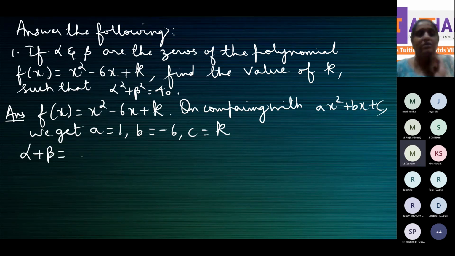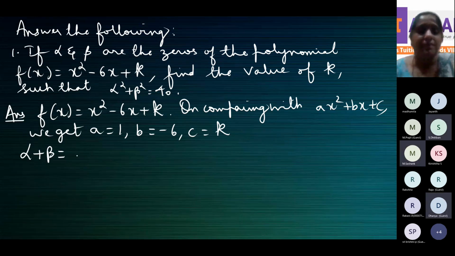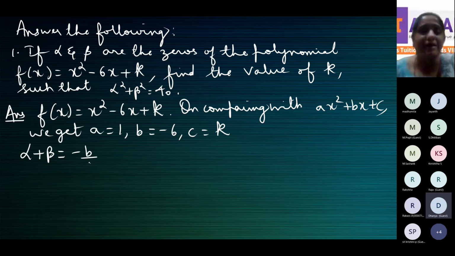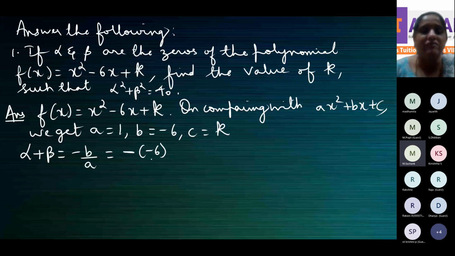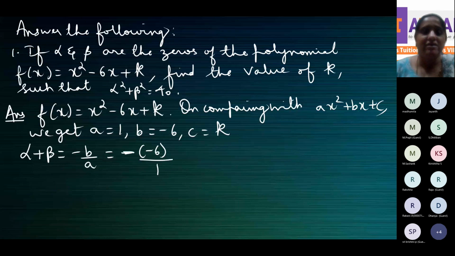Now what is alpha plus beta given by? Minus b by a. So that is equal to minus (minus 6) by 1. See, this is b in the bracket. Minus is here, b is here, by a. So that is 6. Then what is alpha beta?